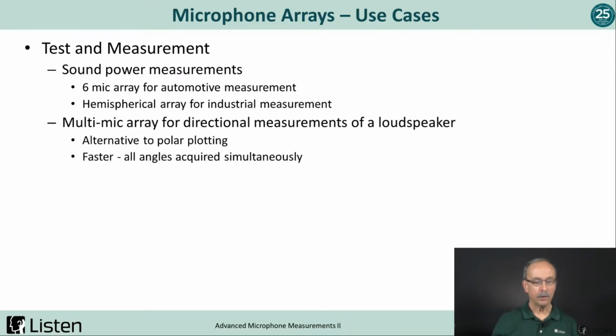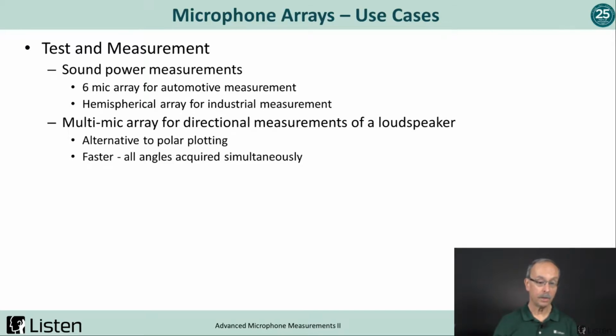A multi-microphone array can also be used for directional measurements of a loudspeaker. So if you were here for our last seminar, we demonstrated polar plotting using a turntable. But another method for doing this is actually to set up a large microphone array around the loudspeaker, and we can make all of our measurements simultaneously rather than having to make one measurement at 0 degrees and then incrementally rotating around the arc to 360 degrees.